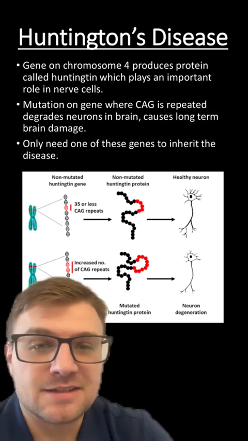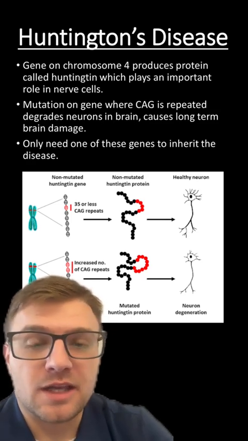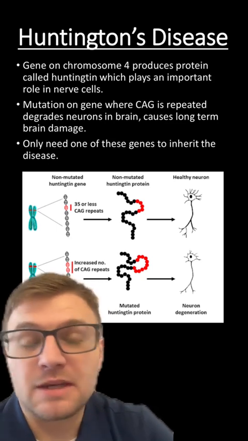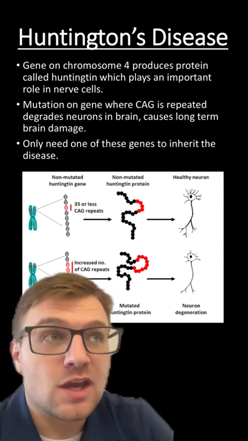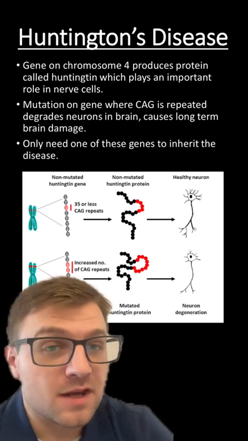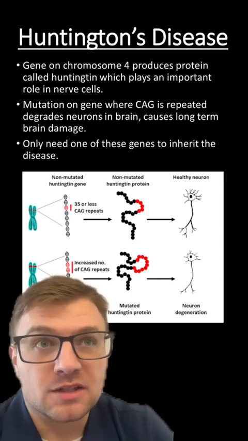Now, this is a deadly disease, but it usually only affects people later on in life, and this is how it's passed on, because by that time, later on in life, you've already reproduced and you've already possibly passed on your dominant allele to your offspring.